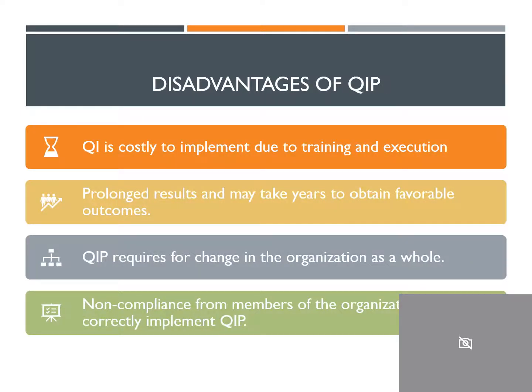Although there are a number of advantages of the quality improvement plan, there are some disadvantages. Quality improvement plans are generally expensive to implement because it requires training and execution from all staff members. Quality improvement plans are not a quick fix. It may take years to obtain favorable outcomes or see results. Quality improvement plans call for a change in the entire organization. Sometimes it is difficult to see or implement these changes due to non-compliance in department organizations.